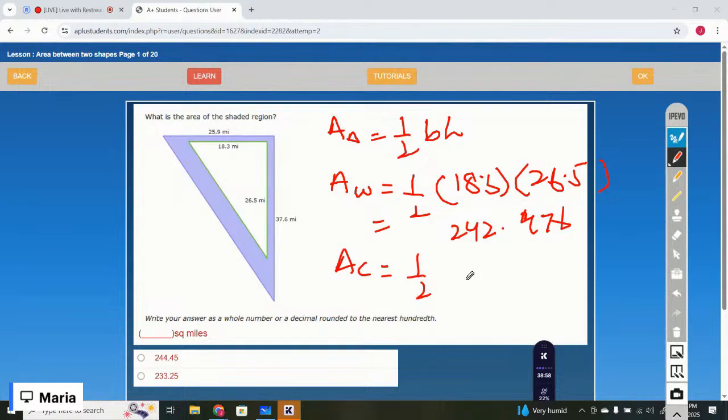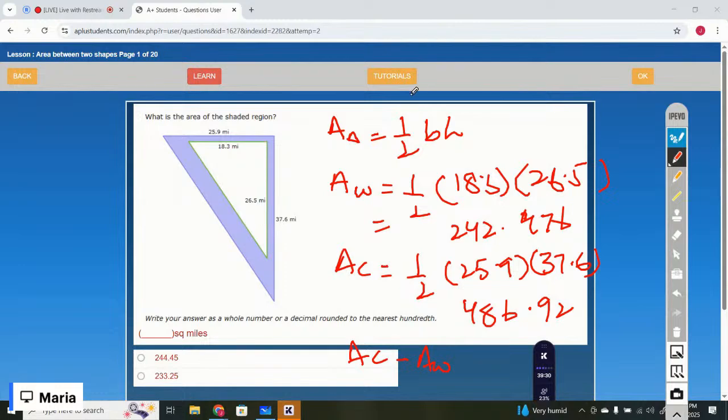Now calculate the area of the colored one. That is half times 25.9 times 37.6. So let's get 25.9 times 37.6. That is 973.84, divided by 2. So that is 486.92.